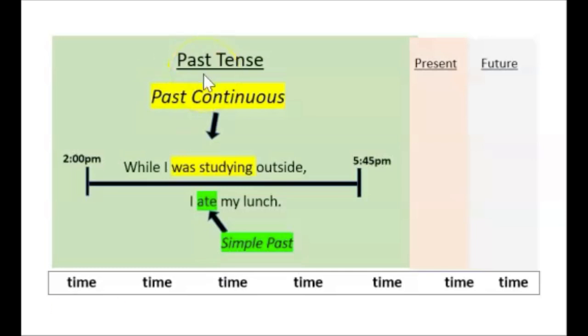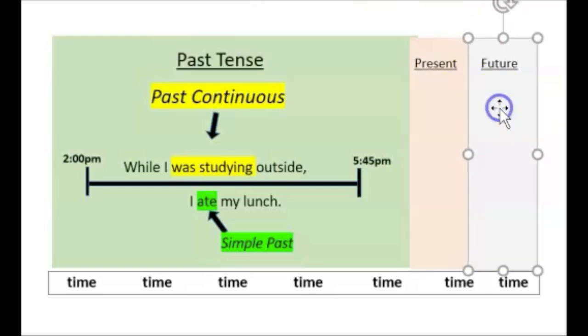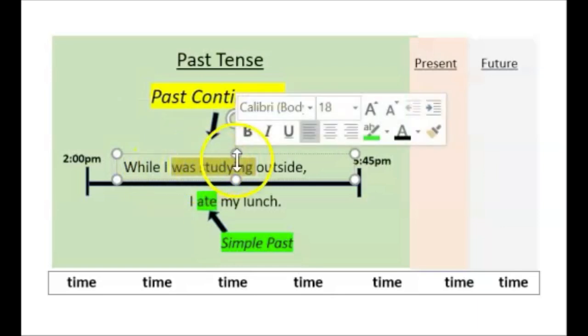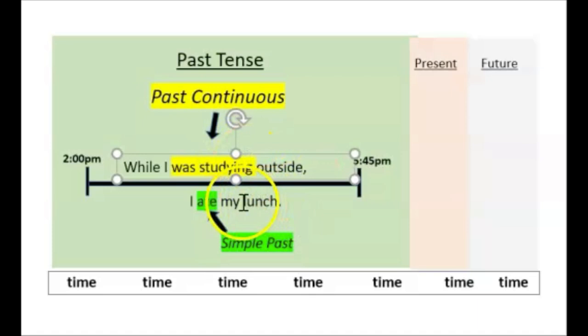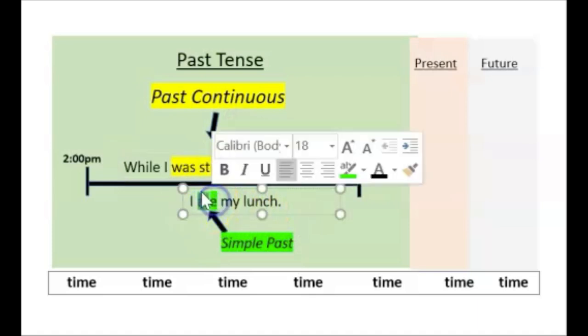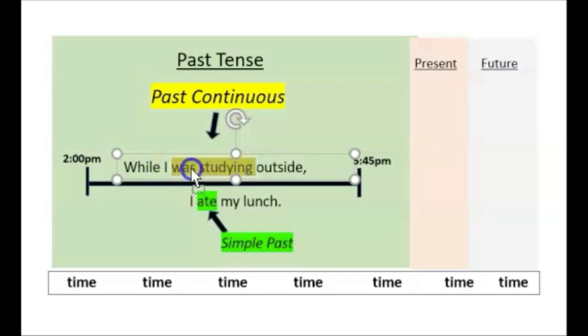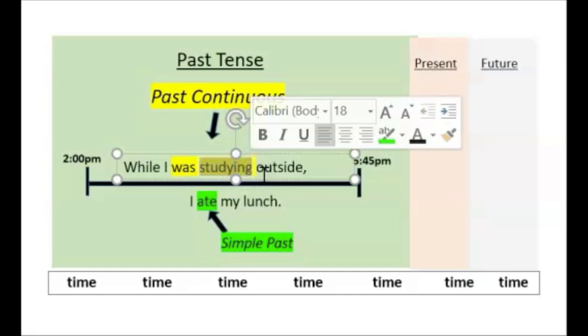Here we have one example of the past continuous within a chart. We can see that the past continuous falls under the category of the past tense, and is not part of the present tense or the future tense. The past continuous communicates that an action, in this case the studying, was occurring when something else happened. We communicate the past continuous with a form of the verb be, which is was or were, and then the present participle, or a verb plus -ing.